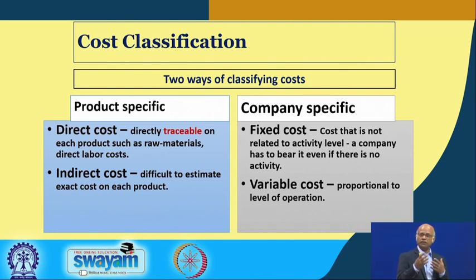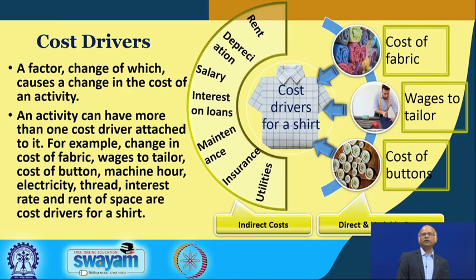You use this classification, direct and indirect, for product costing, whereas company specific cost classification is about fixed cost and variable cost. There, you use this classification for understanding profitability, where you make profit and where you do not make profit. Here is an example showing both direct and indirect, variable and fixed cost.